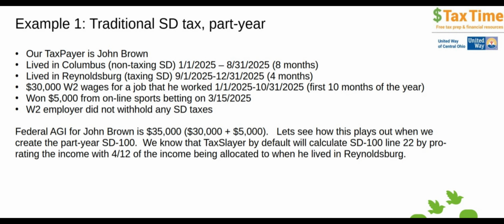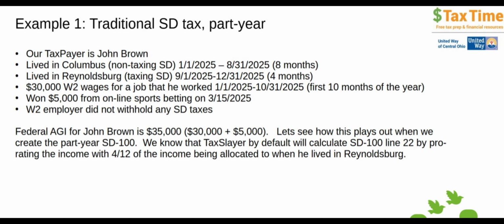Let's take a look at the following example. Our taxpayer is John Brown. John lived in Columbus, which is a non-taxing school district, for the first 8 months of the year. John then moved to Reynoldsburg for the last 4 months of the year. Reynoldsburg is a taxing school district. John had $30,000 in W-2 wages for a job that he worked for the first 10 months of the year. He also won $5,000 from online sports betting in March, which is when he was living in Columbus. Now, the federal AGI for John will be $35,000, which is his $30,000 W-2 wages plus the $5,000 gambling winnings.